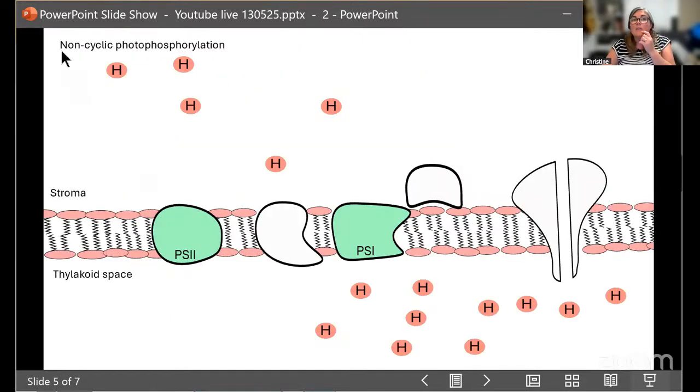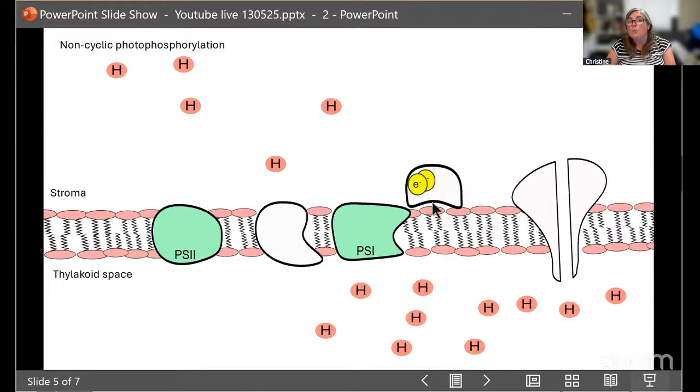So if we're looking at non-cyclic photophosphorylation, a photon of light gets absorbed, and I'm going to start with photosystem 1, okay? So a photon of light gets absorbed. The electrons from the reaction center get donated to the electron transport chain. Now, that therefore is the part up here. Now, I'm going to go back a second.